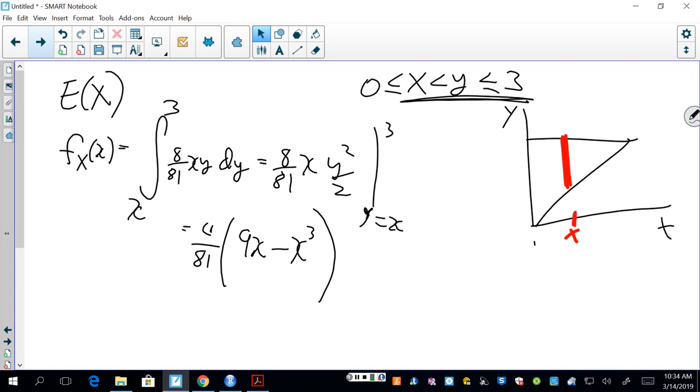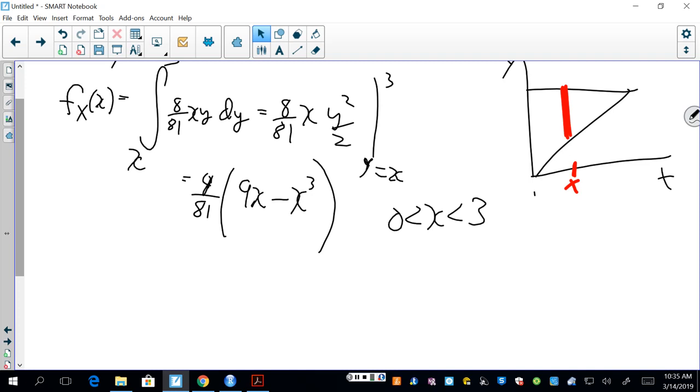And I pulled the 2, canceled it into the 8, so that's not there. And so this works for x over the full range. So that's the marginal for x.